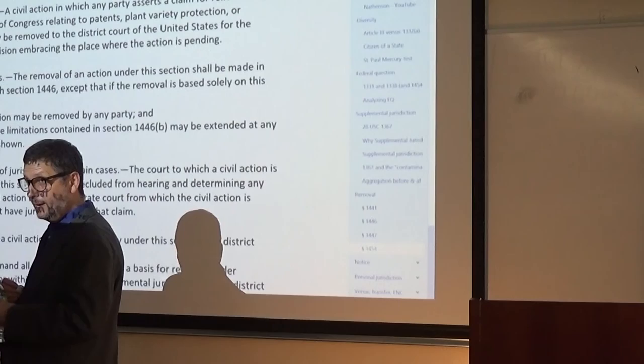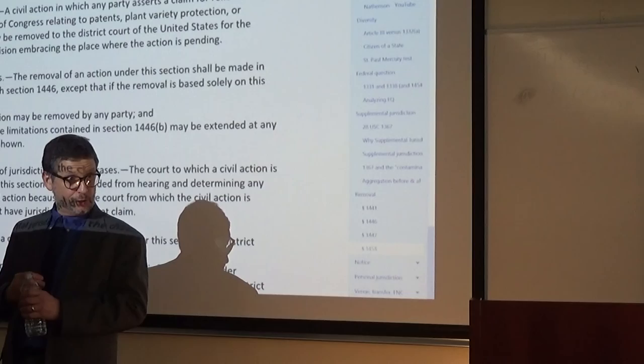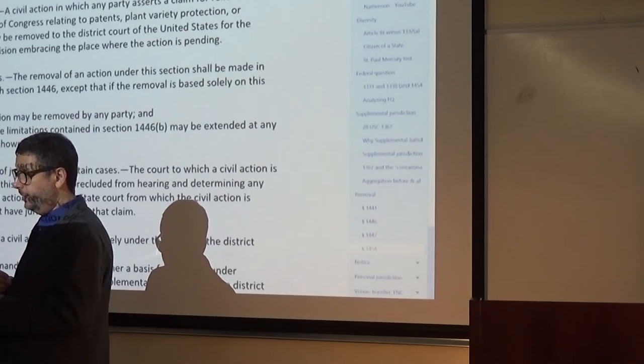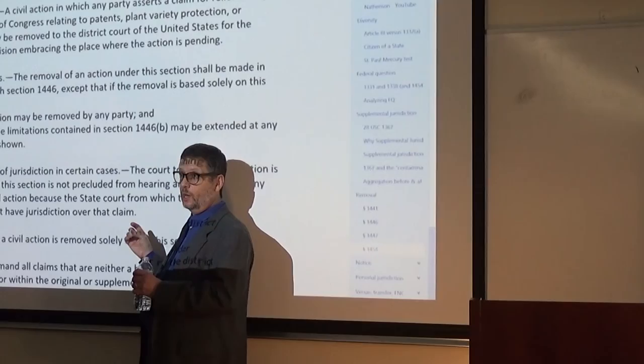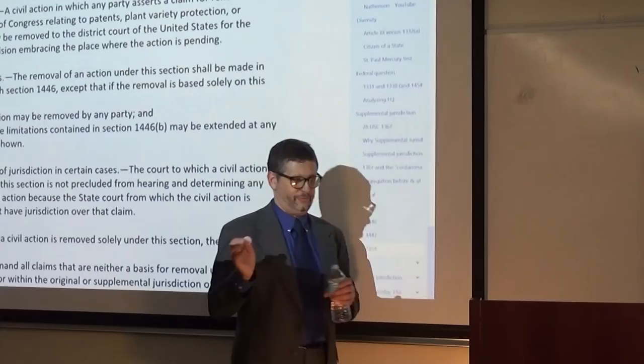So that's an exception to the normal rule that only defendants can remove. It's also an exception to the well-pleaded complaint rule. Normally, we only determine federal question jurisdiction by looking at the plaintiff's cause of action, right? But here, removal's appropriate based on even a counterclaim, so long as that counterclaim is a federal copyright or patent. Today, generally speaking, it's all federal.